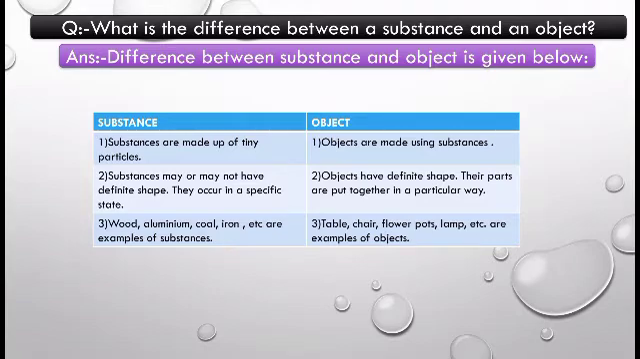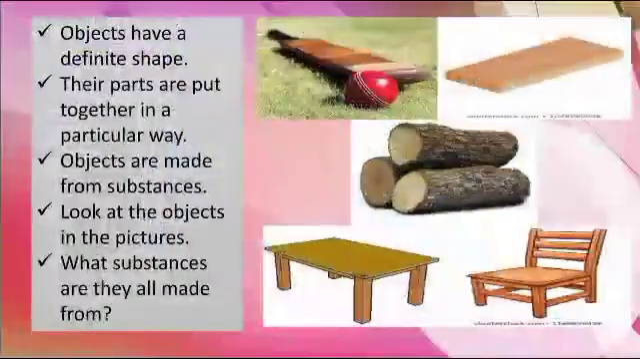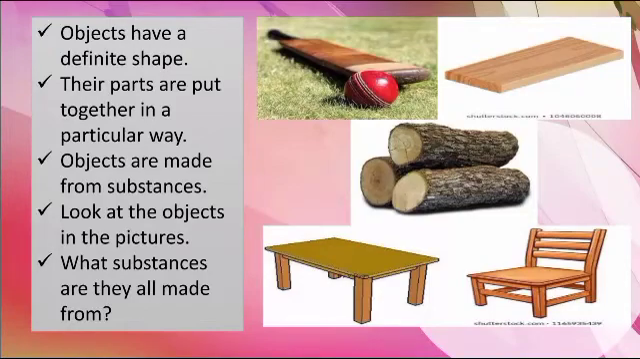These objects are made with substances that are present in different states. As per the requirement, the objects are made. Objects cannot be present in gaseous or liquid form. They are present in solid form only. Objects have a definite shape and their parts are put together to make a particular object, which is formed with a particular method with the help of machines or equipment. So objects are made from different substances, and you can look at certain pictures in the slide.